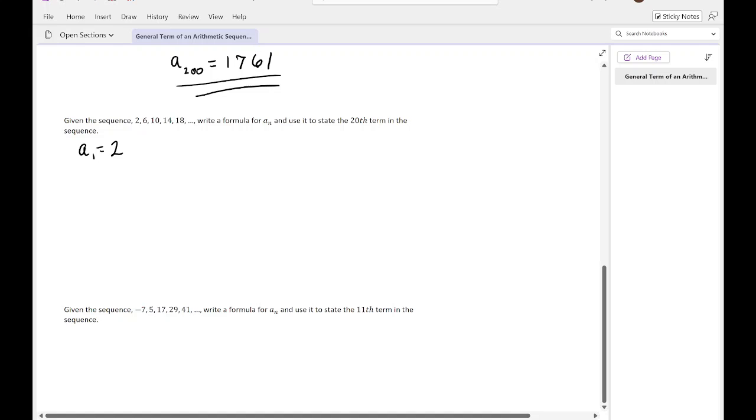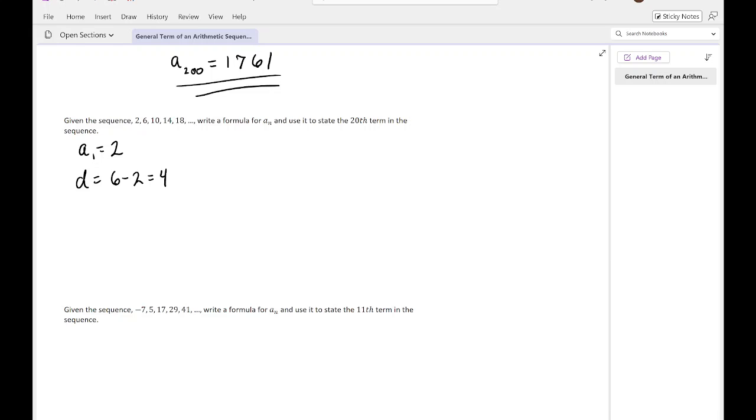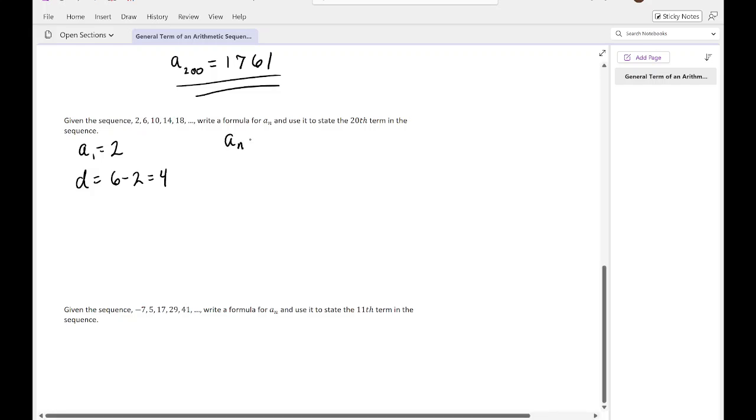The common difference is easy. What we do is we just take two sequential terms and subtract them. So the common difference d, we'll just do the first two terms, 2 and 6. 6 minus 2 is 4. So we have a sub 1, we have the common difference d, and now we can just write it in our formula. So a sub n is equal to a sub 1, which is 2, plus n minus 1 times the common difference, which is 4.